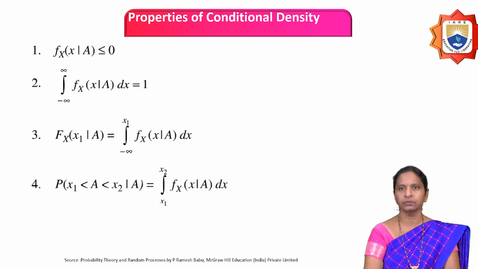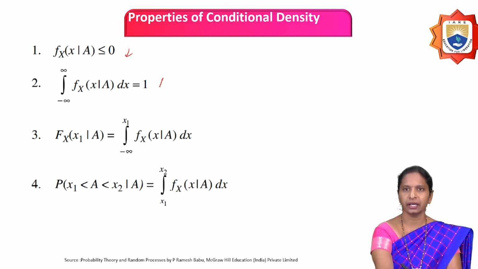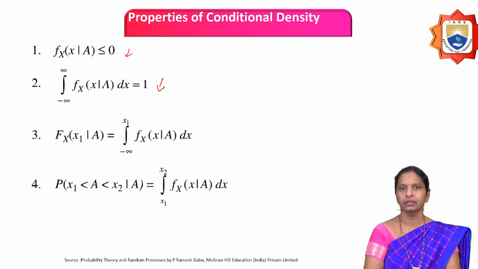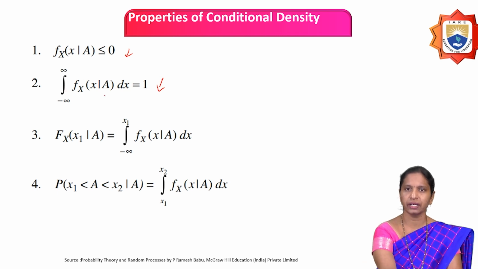Now we'll go for the properties of the conditional density function. What is the first property? The conditional density function takes a non-negative value. And what is the second property here? Always the area under the conditional density function is equal to 1. That is, the area under the conditional density function is equal to 1.